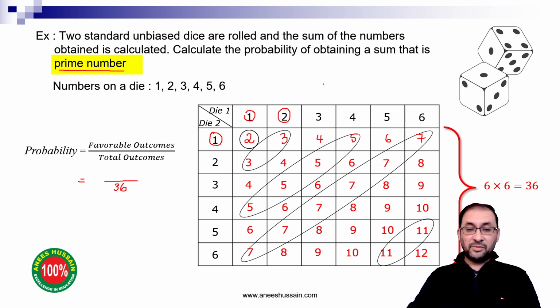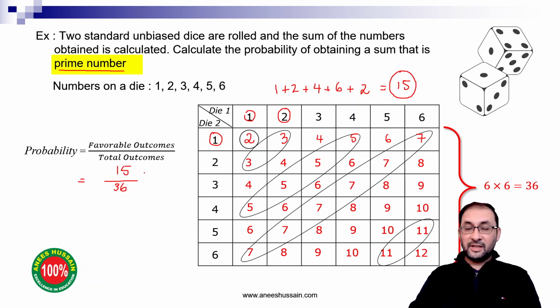So we can just add them up to see how many times we get a prime outcome. So we have 2 occurring once, 3 occurring twice, 5 occurring 4 times, 7 occurring 6 times, and 11 occurring twice. When we add them up, we get a total of 15. So there are 15 prime outcomes. So that will be the numerator of our probability function.